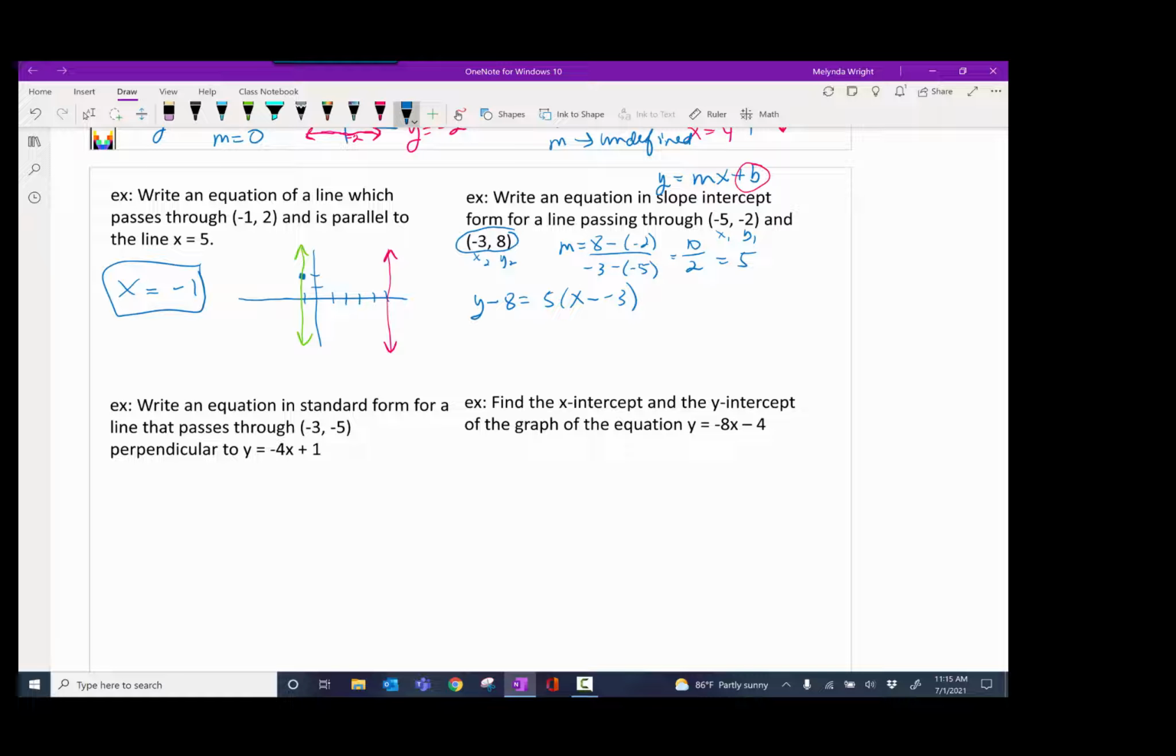So let's start doing some algebra. We're going to distribute the 5. So we have 5x, and then the minus is plus, so plus 15. And then move the 8 over, which would be adding to both sides, and that would give us a 23. So there's our equation in slope-intercept form. Okay, great.